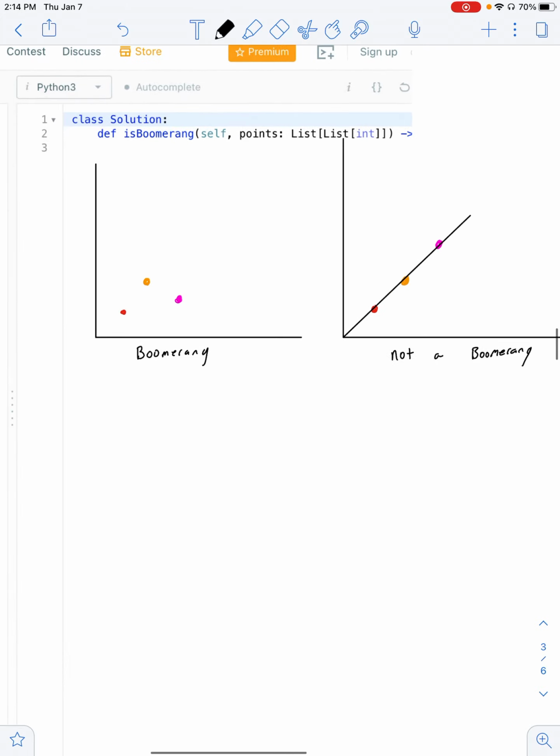We're just taking a set of 3 points in two-dimensional space and figuring out if there's a way where we can draw some line that intersects all three of those points simultaneously. If we can draw a line that intersects all three points simultaneously, then the system is not a boomerang. If there is no such line, then it is a boomerang.